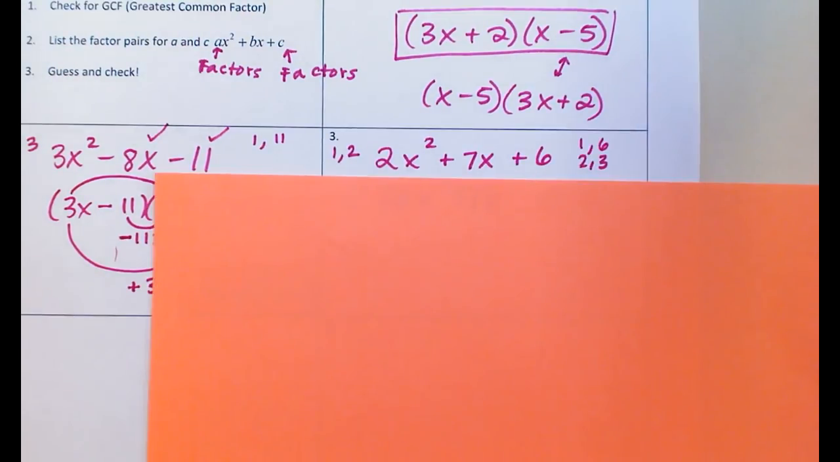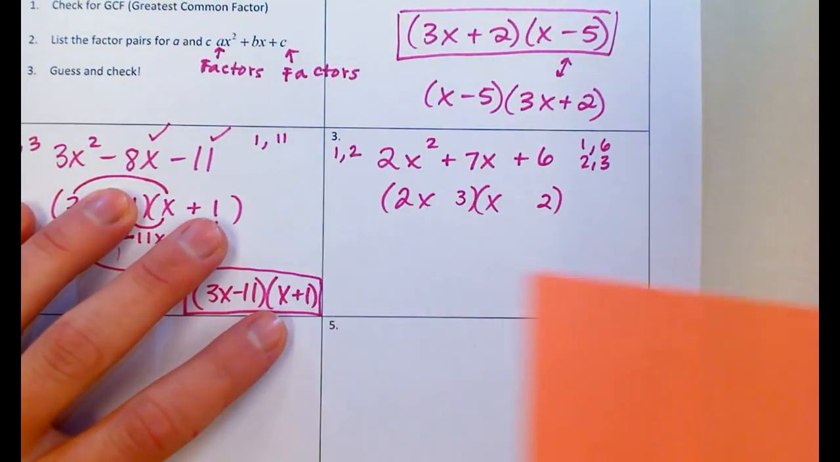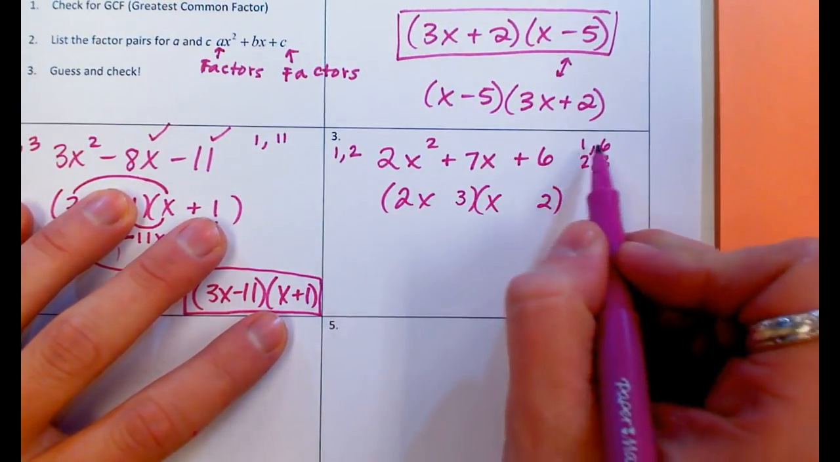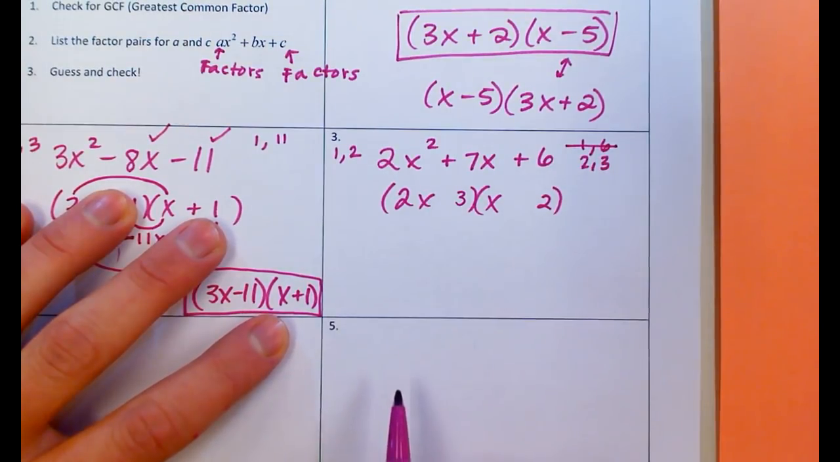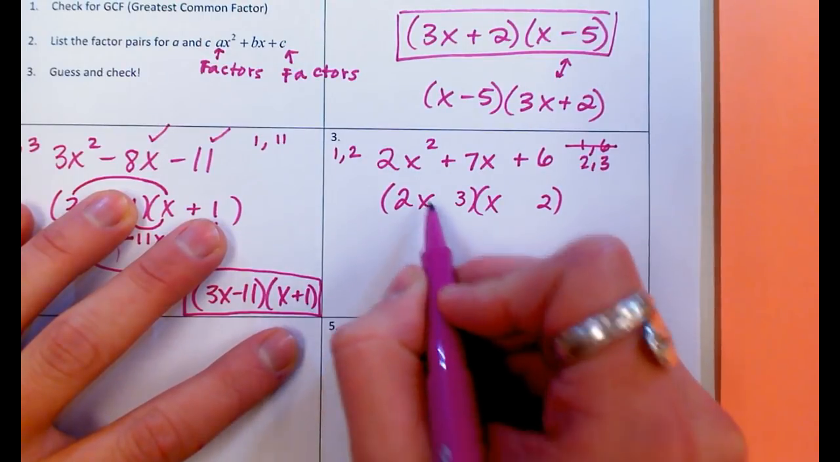All right, hopefully you've had a chance to factor them out. With my 2x squared, I needed 2x and x. When I tried all my combinations, 1 and 6 did not work. So I ended up with 3 and 2. Now I just have to get my signs.